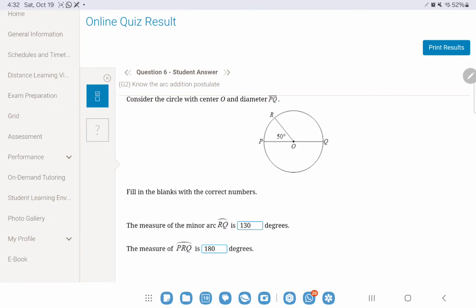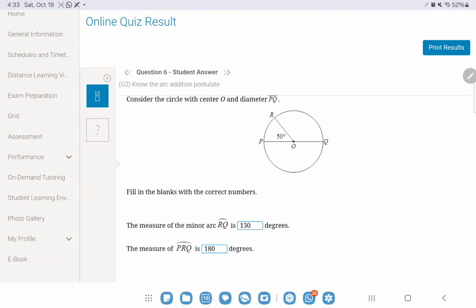Now, next question. The measure of minor arc RQ. We know that there's a linear pair, so if this is 50, this is 130. This is 130, so is RQ. So this is also 130 degrees. That's how you get this answer. Now you want the measure of PRQ. So PRQ is just this with this. And this makes up half a circle, which is 180. And like that, it's correct.